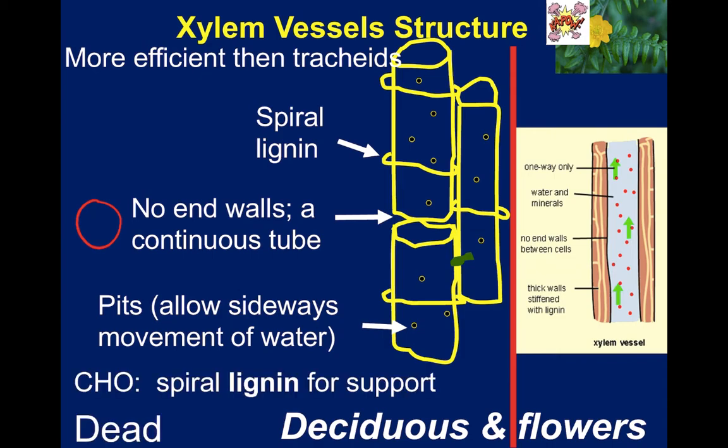And underneath where your diagrams are, there is: is it dead or alive? So xylem is dead, and the carbohydrate present is lignin. And just to remind you that it's spiral lignin for support.